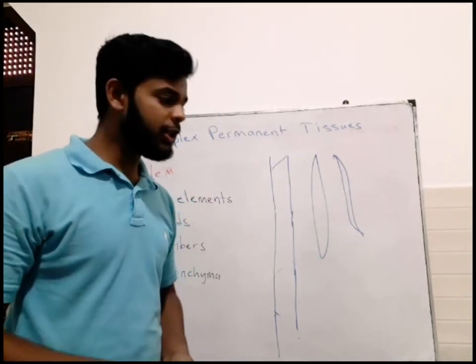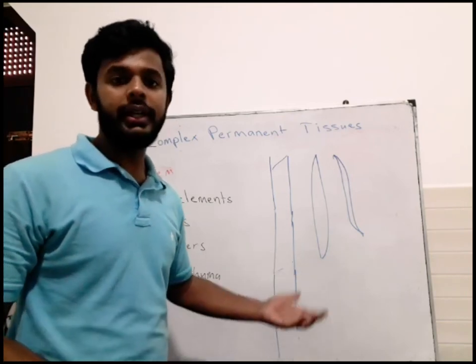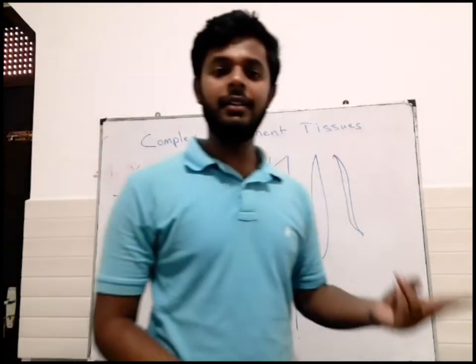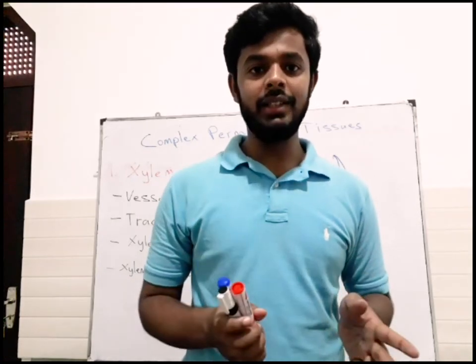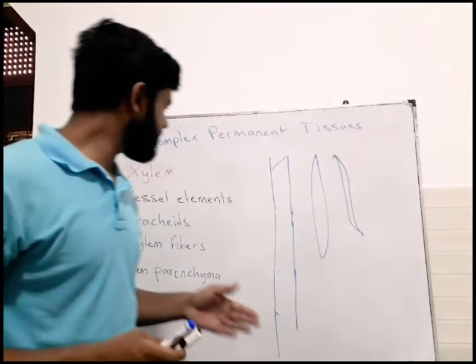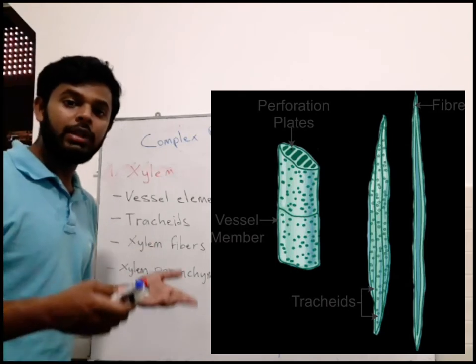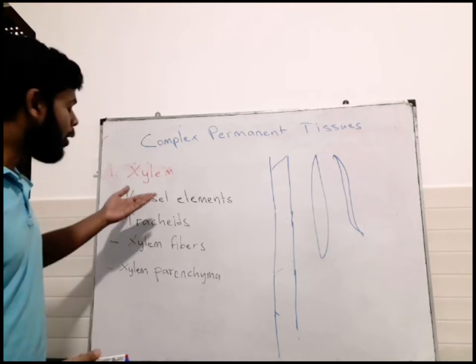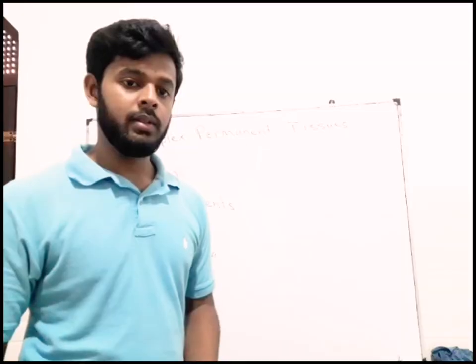The main function of the xylem complex permanent tissue is the conduction of water and minerals through the plant. And the second major function of the xylem is to provide mechanical strength to the plant, because the xylem contains more dead cells which contain so much of liquid, which provides so much strength to the plant. So xylem is also importantly involved in providing strength to the plant.